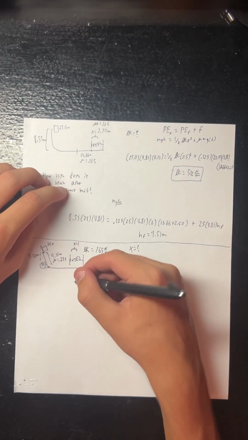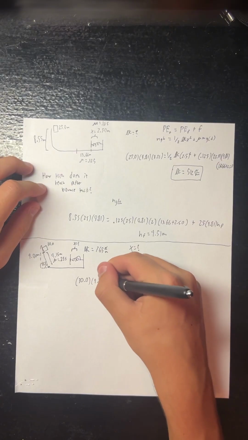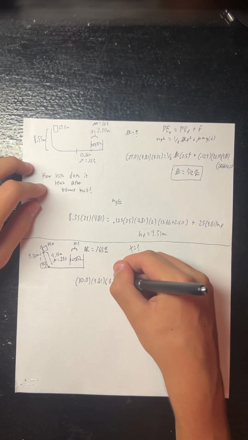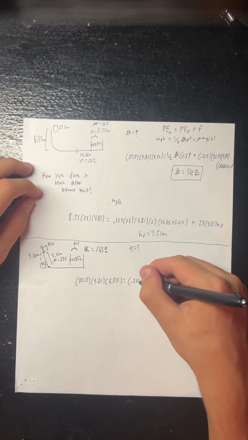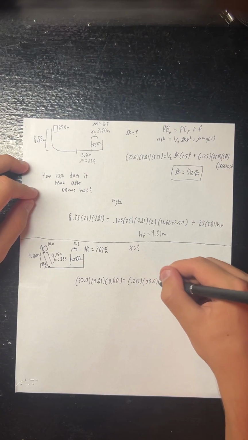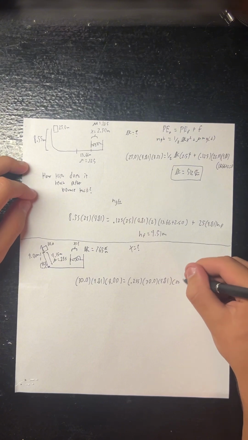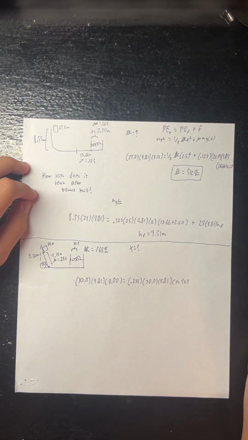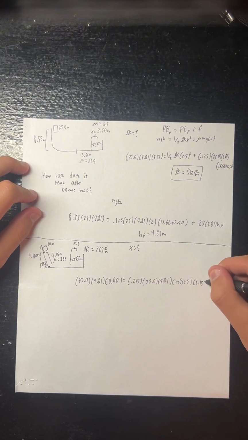Our potential energy, which is mgh: 30.0 times 9.81 times 9.00, equals friction, which is 0.255 times our mg, 30.0 times 9.81, and cosine 43.5, because that is how the normal force works on an inclined plane. And then it is multiplied by the distance, 4.15.